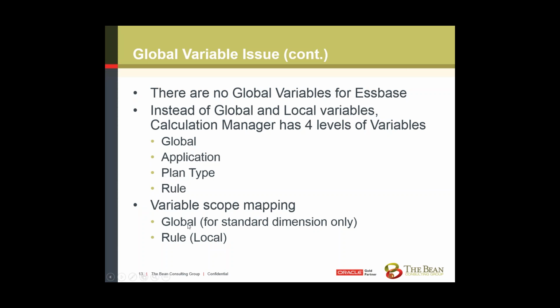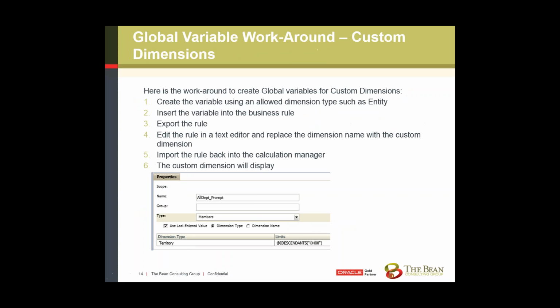For our scope mapping, all of our global variables for standard dimensions map to global variables in Calc Manager, since we can't create non-standard dimension global variables in Calc Manager. And then all of our local variables that we had in EAS and our EAS Business Rules mapped to rule scoped variables. And this is essentially the workaround that you can do to create those global variables for the custom dimensions.